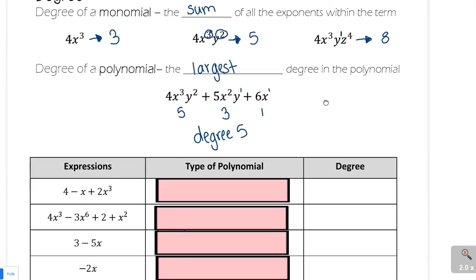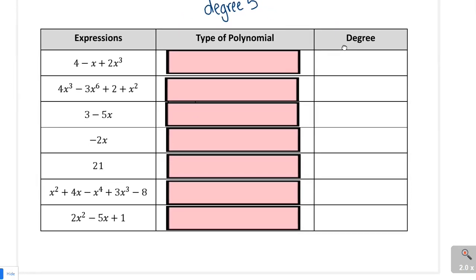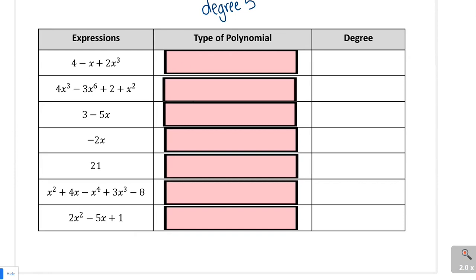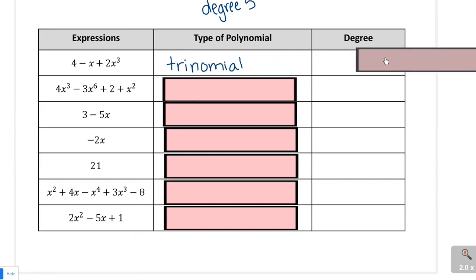So let's look at some of these examples here. We have expressions, and we need to know the type of polynomial, so its name and then its degree. Let's start off. Our first expression here, we name it by the number of terms. So we have 3 terms here. So we have a trinomial. And our degree would be 3, the highest exponent.